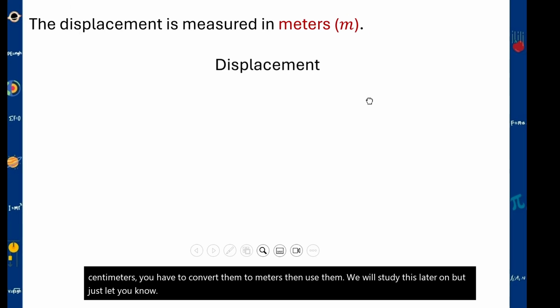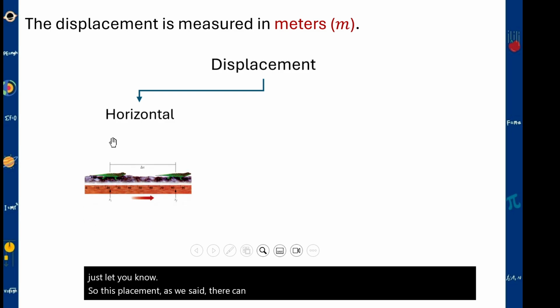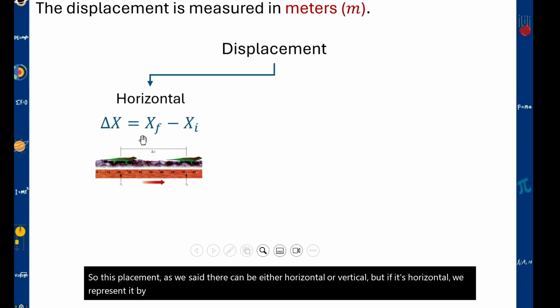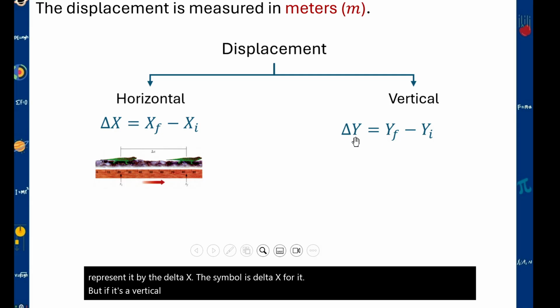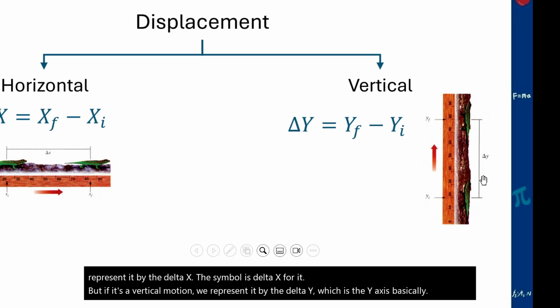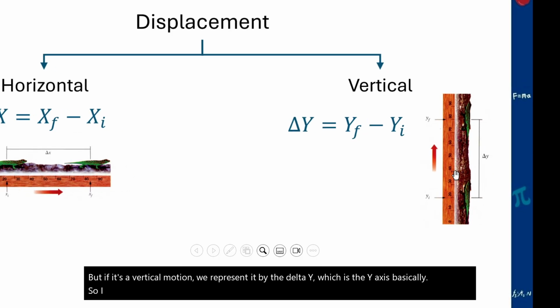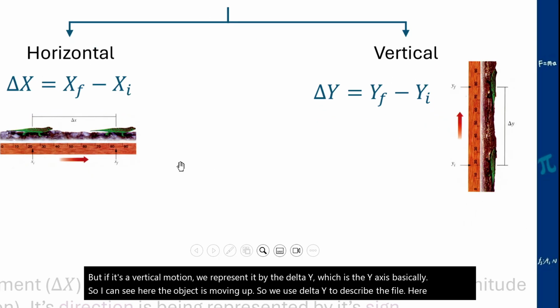So displacement, as we said, can be either horizontal or vertical. If it's horizontal, we represent it by delta x. The symbol is delta x for it. But if it's a vertical motion, we represent it by delta y, which is the y-axis basically. So you can see here the object is moving up, so we use delta y to describe it, while here we use delta x.